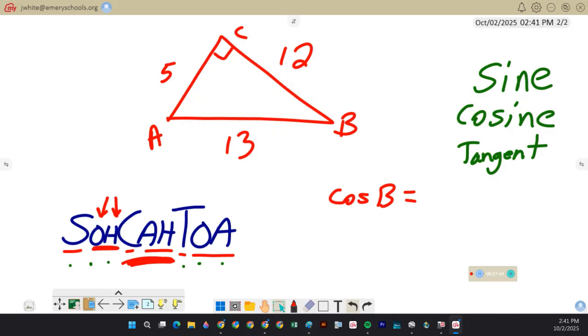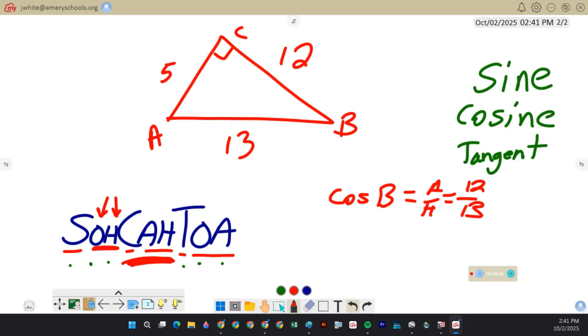All right. So cosine. What are we looking for? A over H. So what is A over H if you're looking at B? Is it 5 over 12? So A over H is going to be 12 over 13.